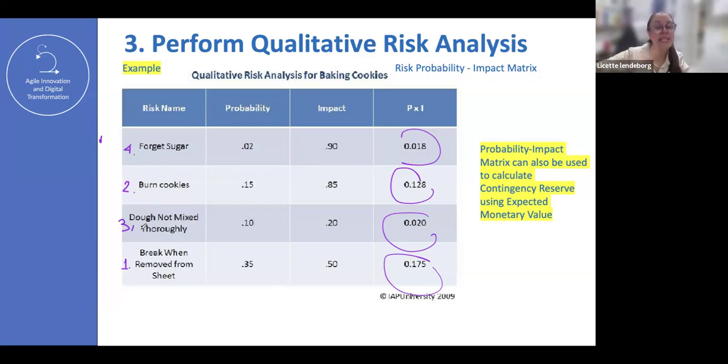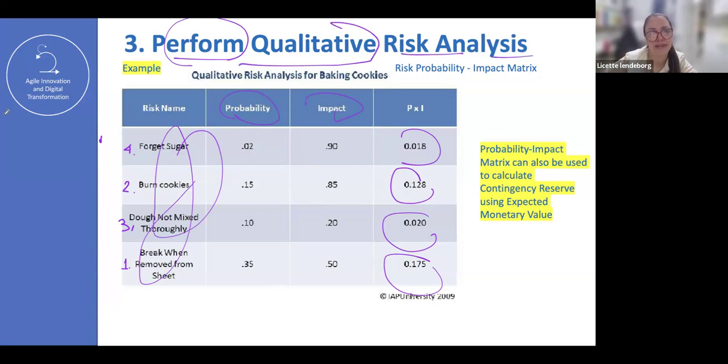I am prioritizing and reorganizing the list based on the impact and on probability. That is the name of that process of organizing this list. We are performing a qualitative risk analysis.